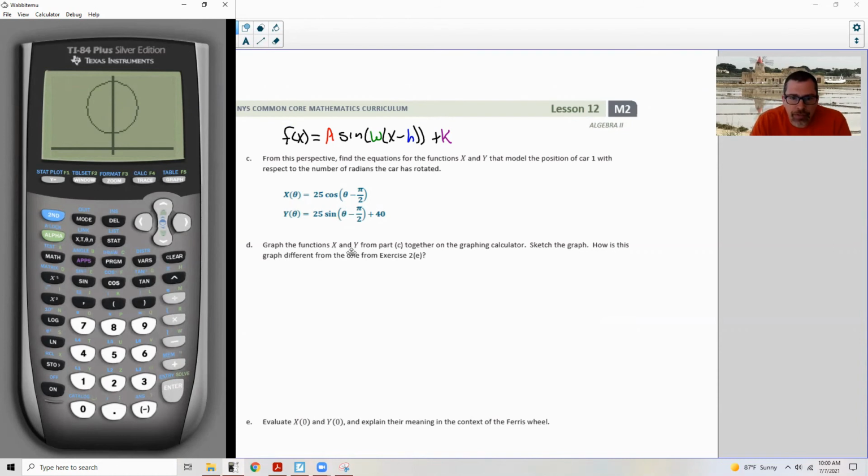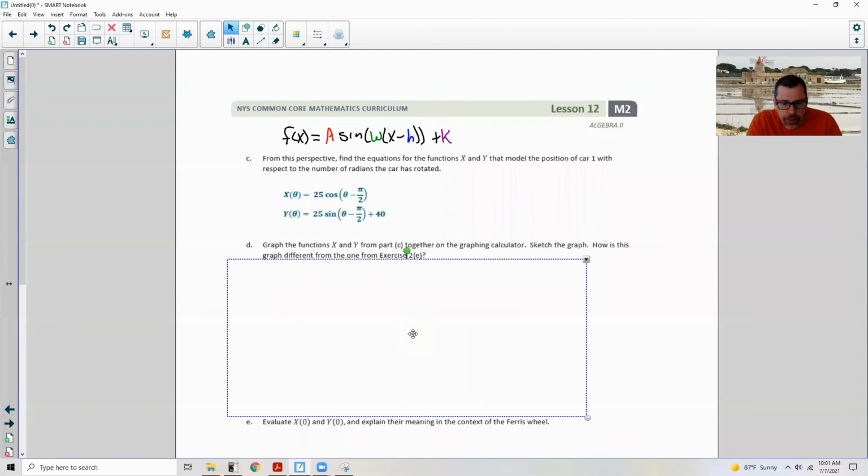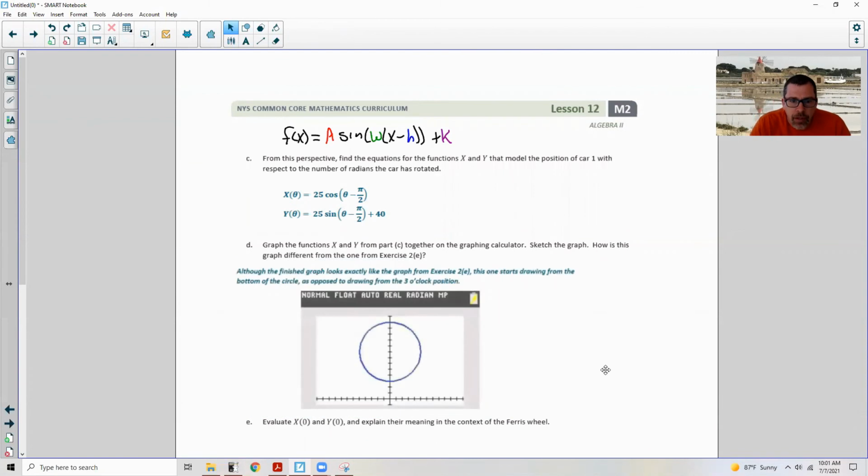So it says graph the functions x and y from part C together on the graphing calculator. Sketch the graph. Show how this graph is different from the one from exercise 2E. Okay, so here is what we would have. Although the finished graph looks exactly like the graph from exercise 2E, this one starts drawing from the bottom of the circle as opposed to drawing from the 3 o'clock position.